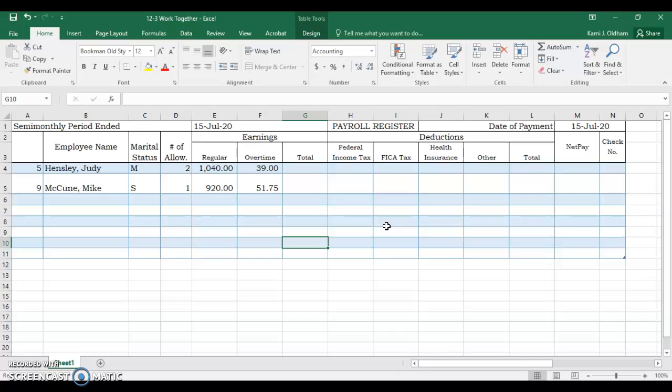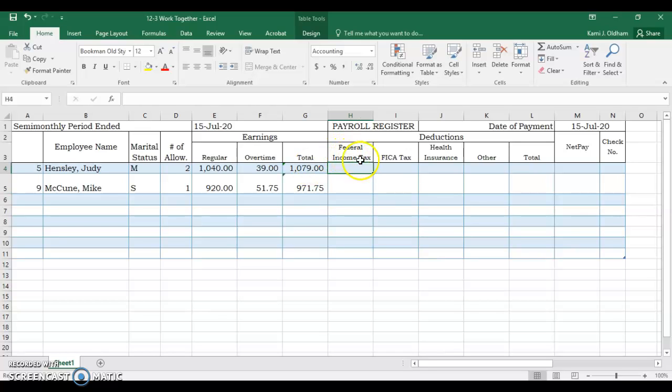And then we're going to total all the amount columns of the payroll register and prove the payroll register. So we're going to do some math just like we were doing on the other ones. Now it's just in a different format. You can see here my total earnings. I take my regular plus my overtime, and I end up with 1,079. For Mike, I take my 920 plus the 51.75, and I end up with 971.75.